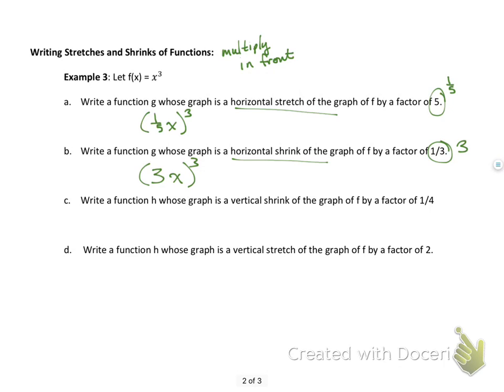For vertical, we don't do that, right? We're going to use this exactly as we see it. So because it's vertical, it's going to go outside, which means we need our x cubed first. The 1/4, it just goes out front. That's it. For the vertical stretch of the graph by a factor of 2, again, leave it alone. We need the x cubed. That's what makes whatever we're doing go outside, and we stick the 2 in front.